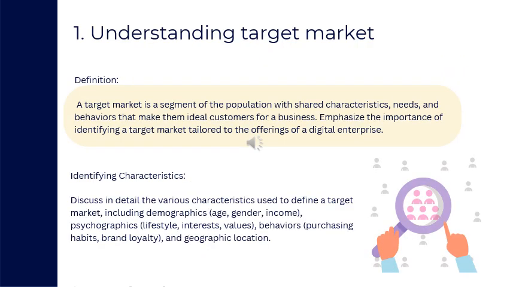Step 1. Understanding target market. A target market is a segment of the population with shared characteristics, needs, and behaviors that make them ideal customers for a business. Emphasize the importance of identifying a target market tailored to the offerings of a digital enterprise. Discuss in detail the various characteristics used to define a target market, including demographics, psychographics, behaviors, and geographic location.